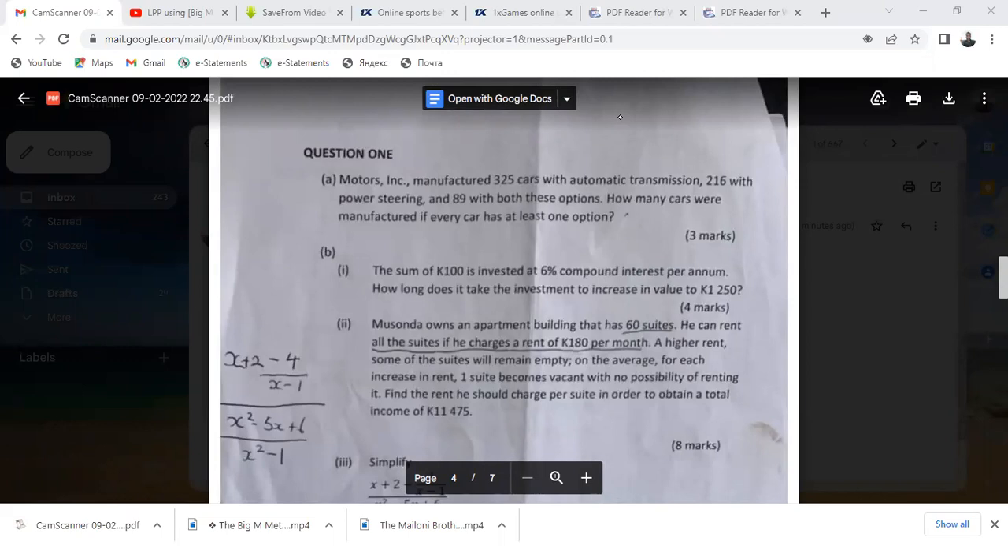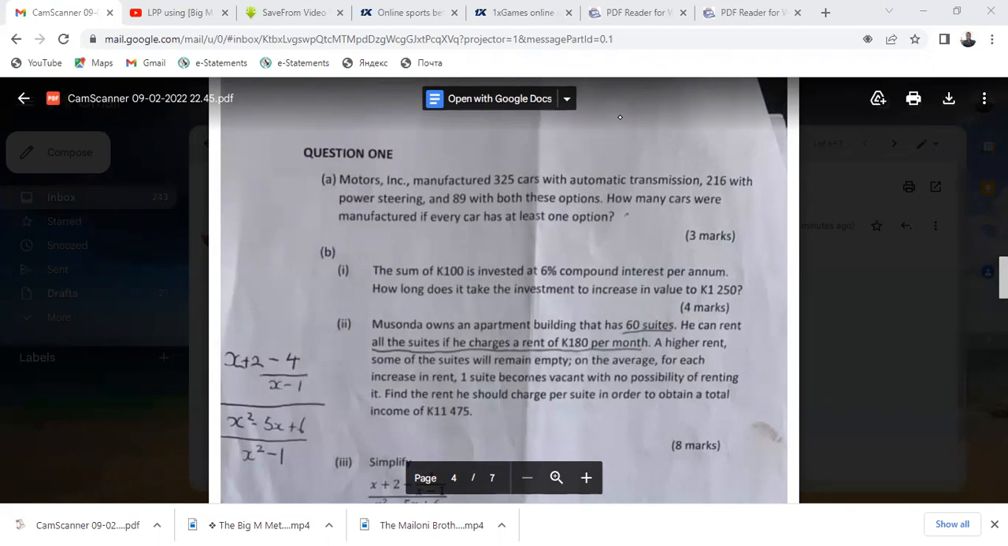So if we look at question 1, it's saying Motor Inc. manufactures 325 cars with automatic transmission, 216 with power steering, 89 with both options. How many cars were manufactured if every car had a special option? So this one is a famous question.